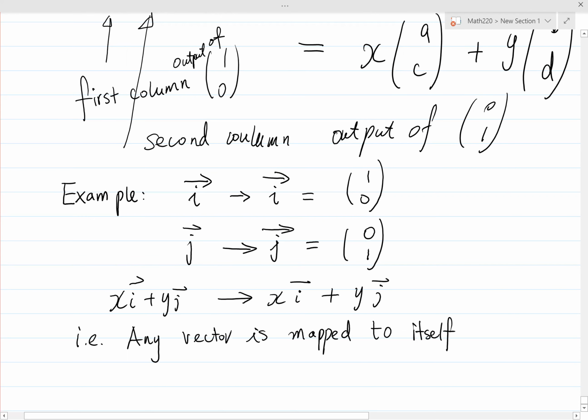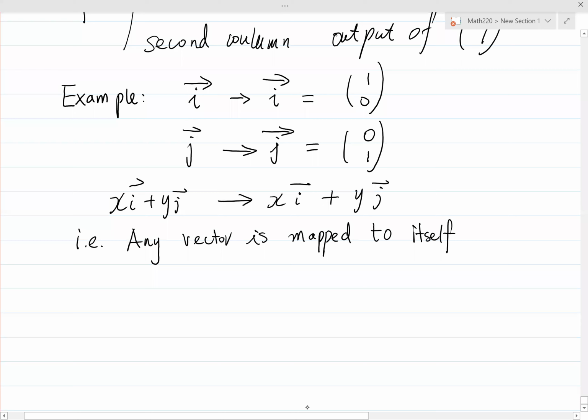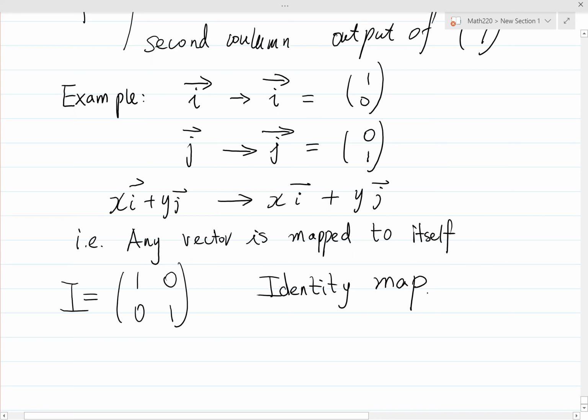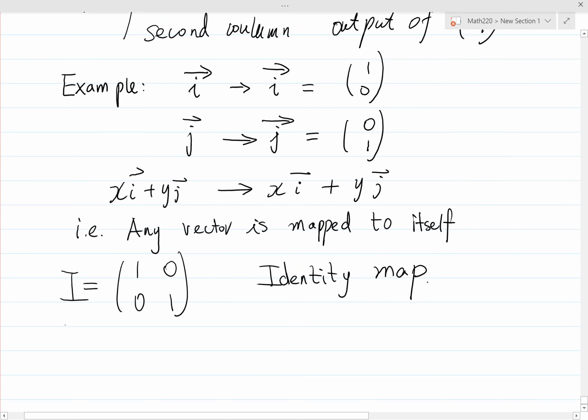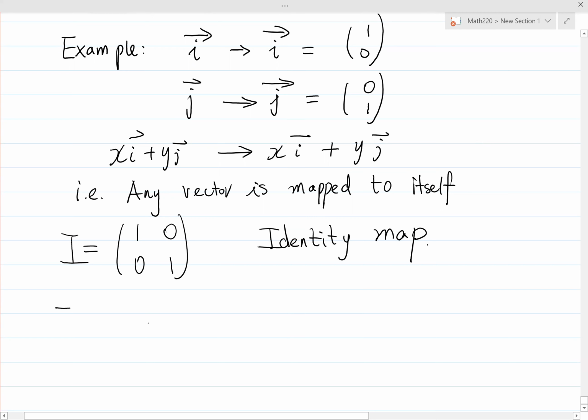Then what is the matrix? The first column is the image of I. The second column is the image of J. So this is the identity map. You can check: the identity matrix 1, 0, 0, 1 times x y.